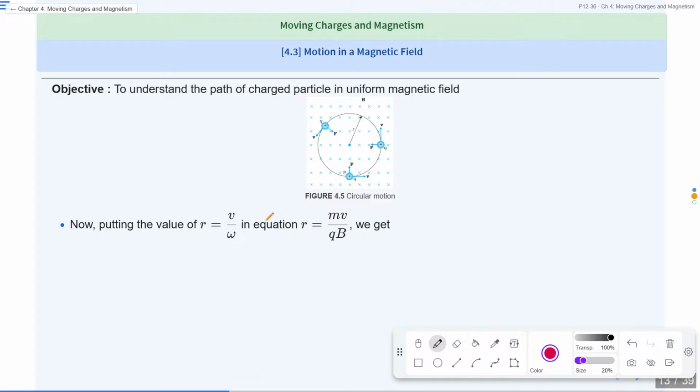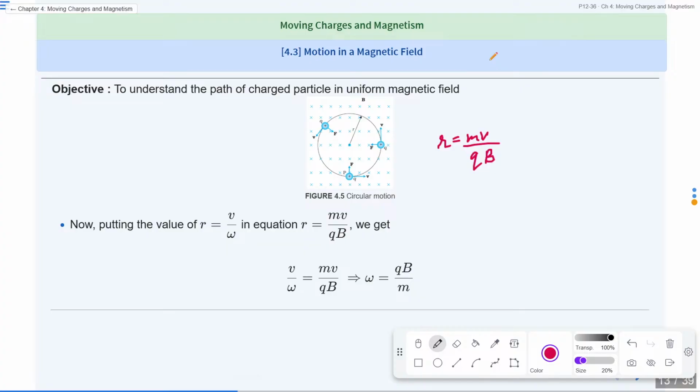Now let's see what is R. From here R is mv by qB, that we have seen, and we know the relation between linear velocity and angular velocity: v equal to r omega. I am revising this from the circular motion topic, so you should revise the circular motion topic first, from laws of motion.